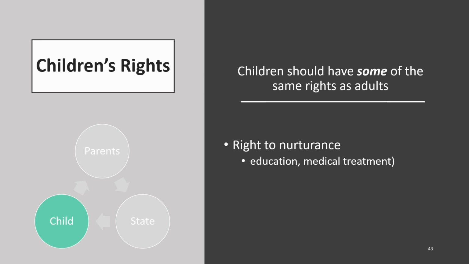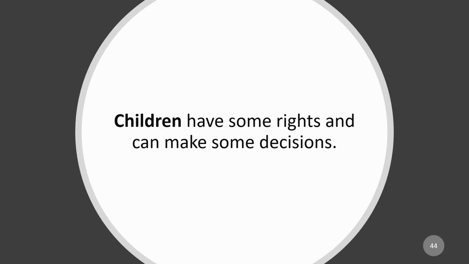They have these rights to nurturance, the rights to receive an education, to receive medical treatment, the rights to make autonomous decisions. That even though children might be immature in various ways, that children might be the ones to best determine what is in their interest. What is in the best interest of yourself? I mean, who might be more fit to say that than the person in question, is basically what this perspective holds. So, children have some rights and can make some decisions.